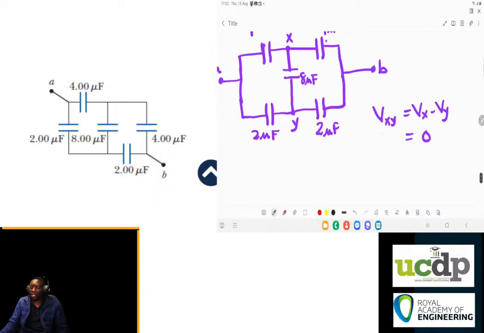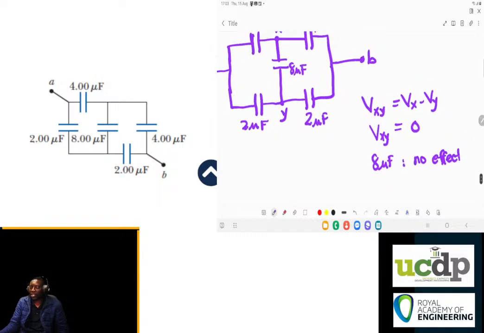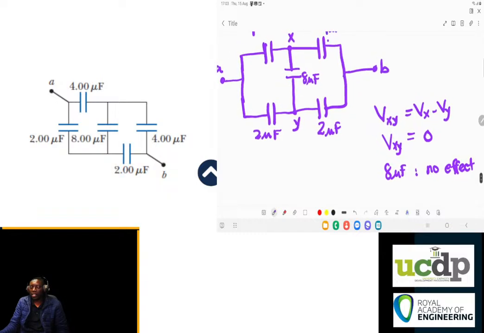What does this effect mean? It means effectively the 8 microfarad capacitor has no effect. The 8 microfarad capacitor has ultimately no effect on the equivalent capacitance of this system.